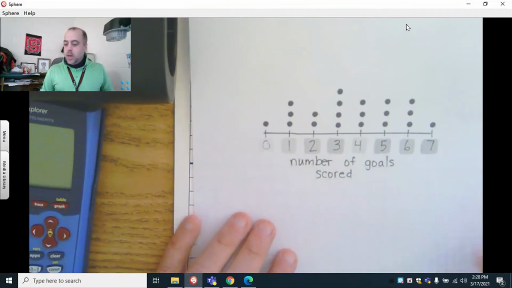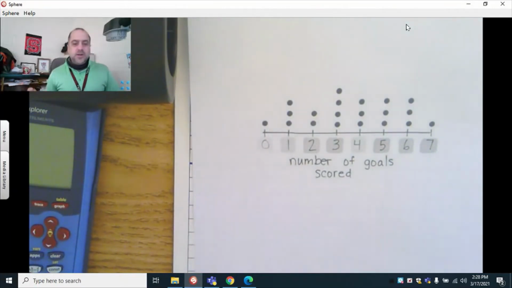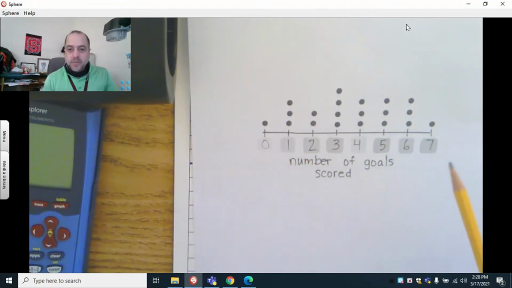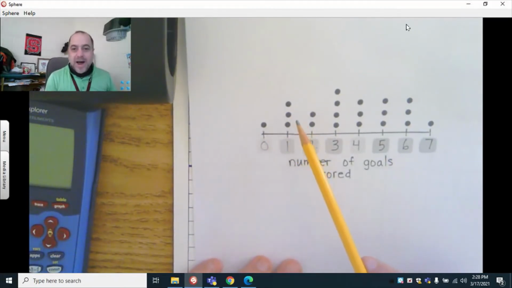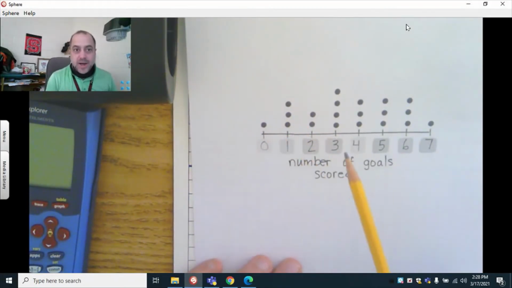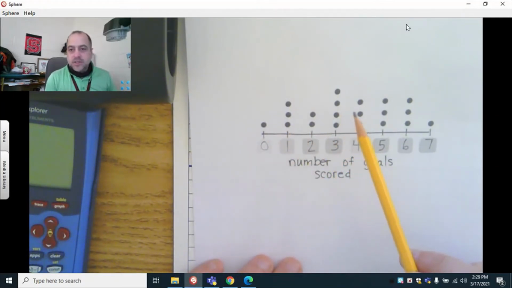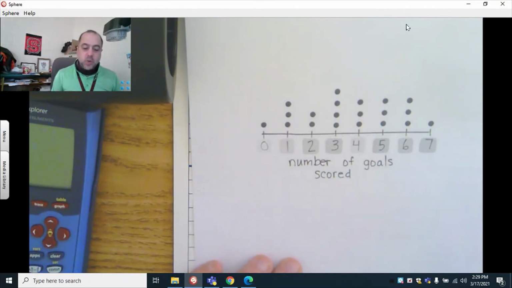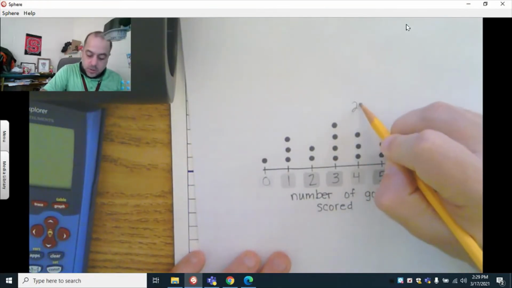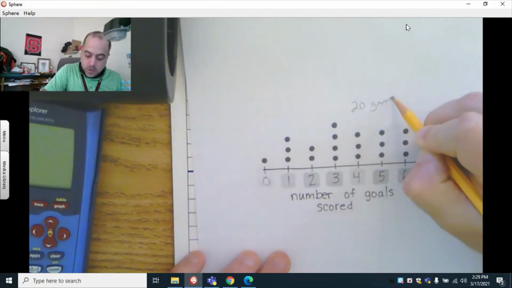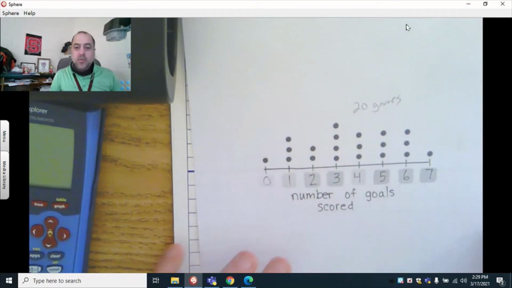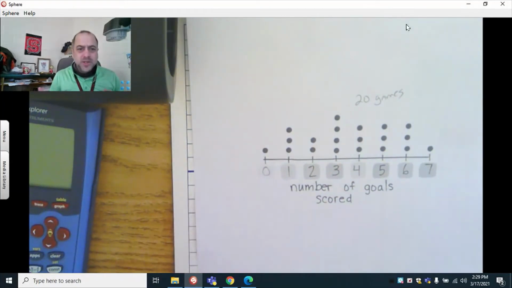So someone wrote down, we're pretending, there was a soccer team and they had a bunch of games, and let's see how many games they played. So each dot represents a game. Each dot is a game. So 1 plus 3 is 4, that makes 6. There's 10, 13, 16, 19, 20. So this team played 20 games. There's 20 total dots.